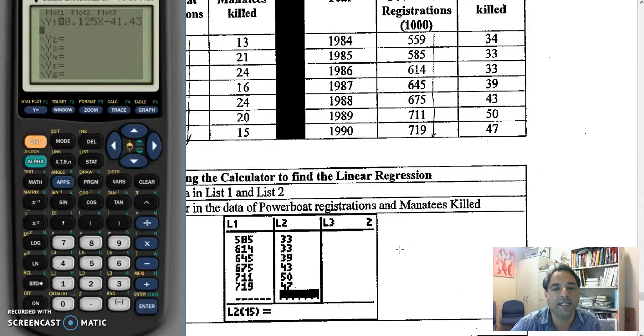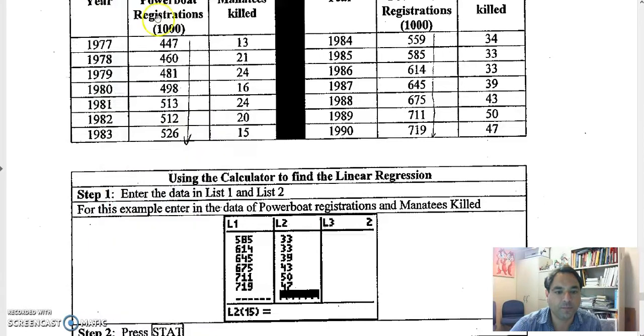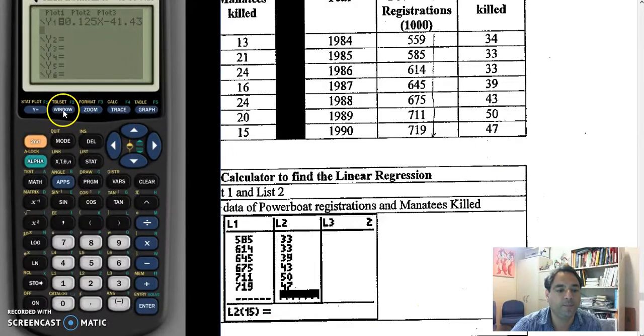So if we go back and look at the data, it seems like the lowest number is 447 and the highest is 719. So maybe going from 400 to 800, counting by 50s. The lowest is 13 in the Y, going up to about 50, so maybe 0 to 60, counting by 10s. So I encourage you to push window. We're going to go from 400 to 800 as far as number of powerboats registered, counting by hundreds, looking at the data. Our Y will go from 0 to 60, counting by tens. That would be number of manatees killed. So if I hit graph, I see the line in an appropriate window.